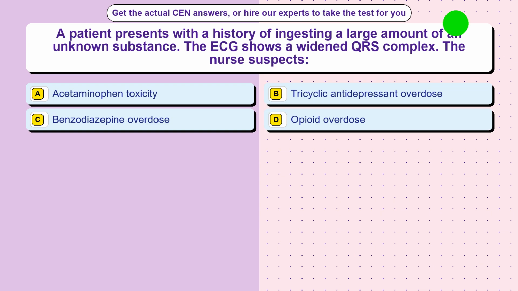Question 86. A patient presents with a history of ingesting a large amount of an unknown substance. The ECG shows a widened QRS complex. The nurse suspects: Option A, acetaminophen toxicity. Option B, tricyclic antidepressant overdose. Option C, benzodiazepine overdose. Option D, opioid overdose.